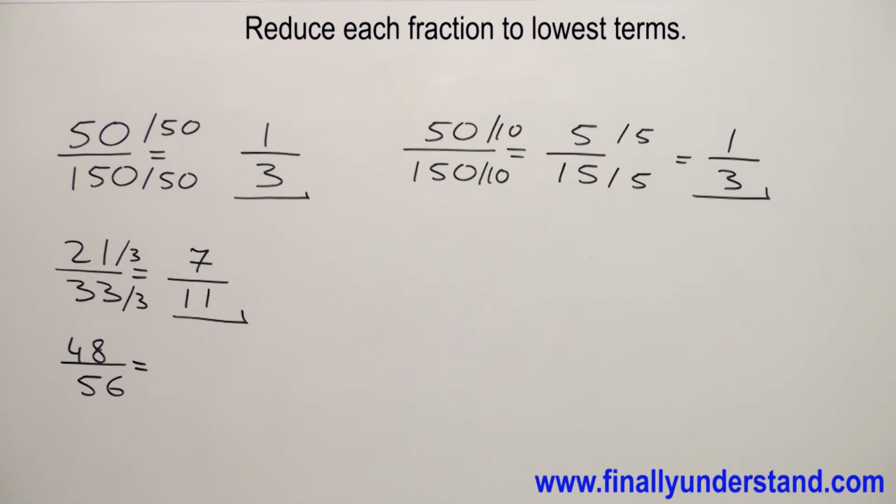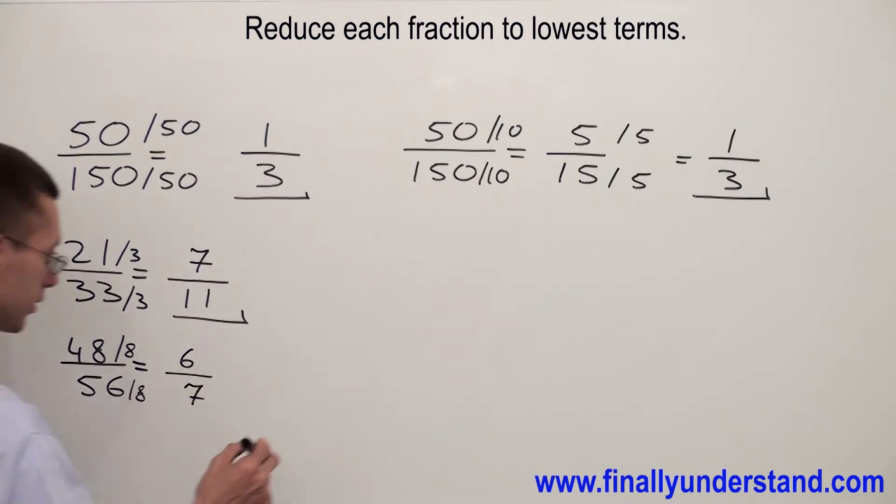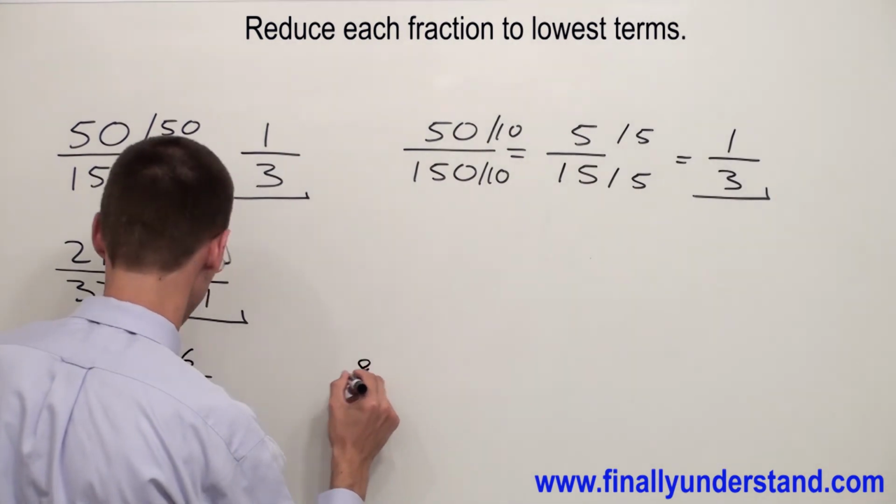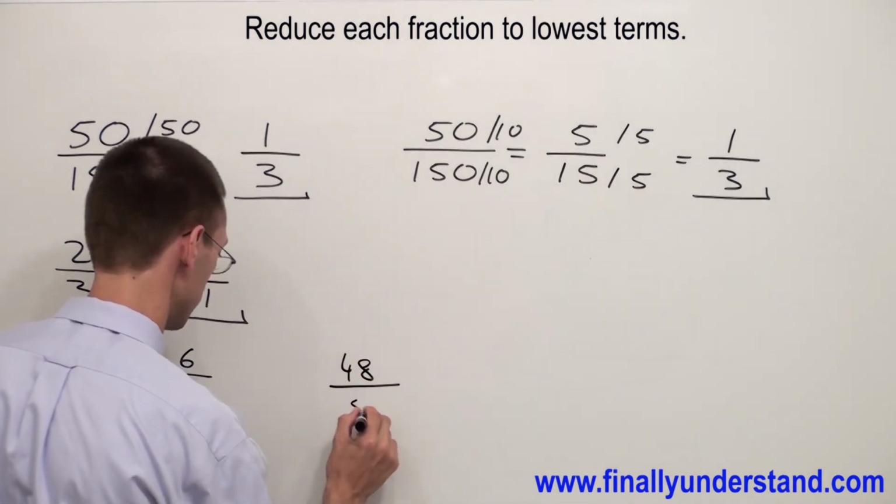Okay, next I have 48 over 56. 48 and 56, both of them are divisible by 8. 48 divided by 8 is equal to 6. 56 divided by 8 is equal to 7. Okay, this is the solution to this problem. Let's check one more time. I have 48 over 56.